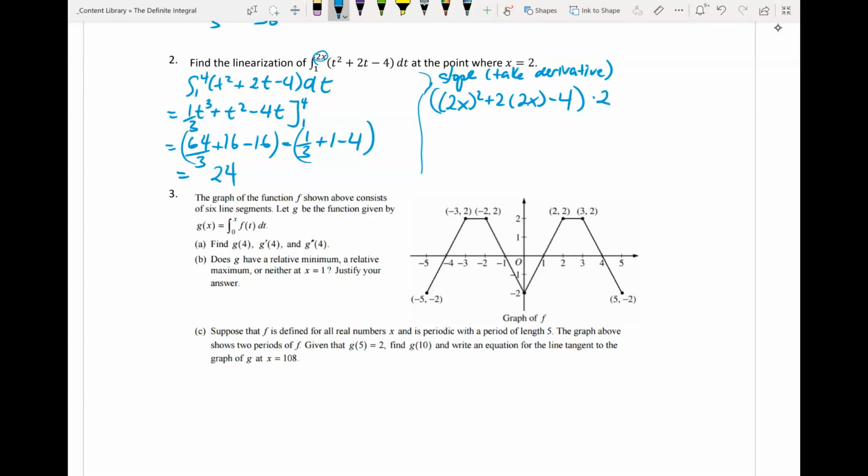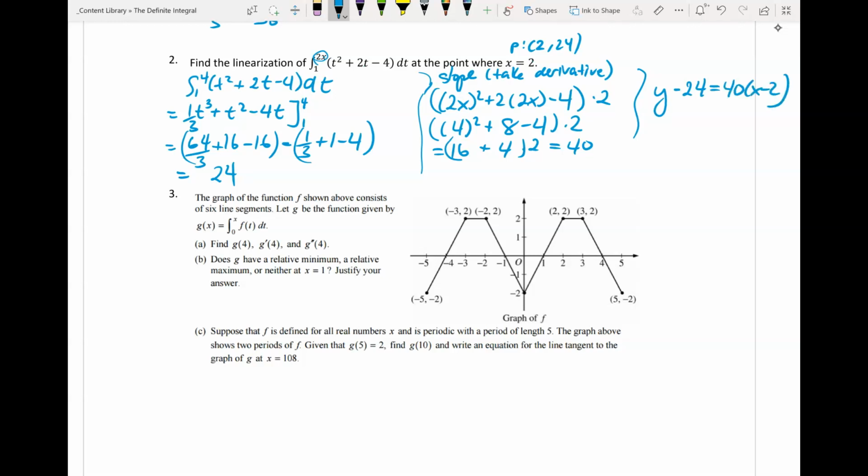Now we're going to insert x equals 2 into our x. So this will become 4 squared plus 2 times 2 times 2, which is 8. So that's 16 plus 4, and multiply this by 2, so this will be 40. And that is our slope. So we have our points. Our point was 2, and we found the y value, 24. Now we're going to put it all together. And then our slope was 40, x minus 2. And we can leave it like that.